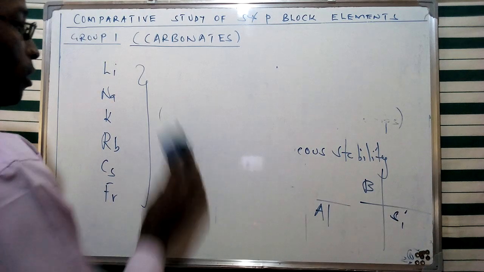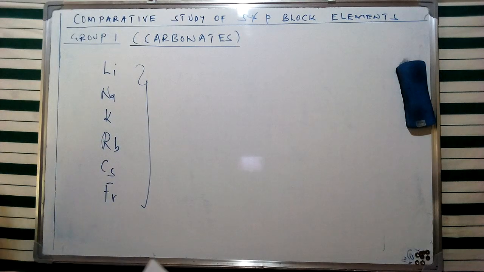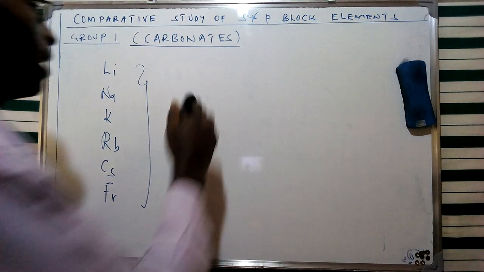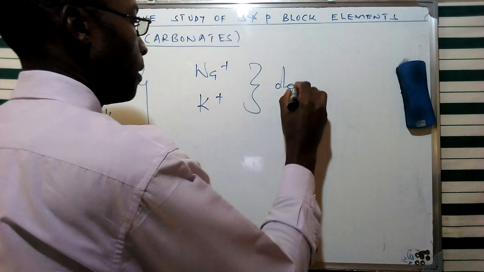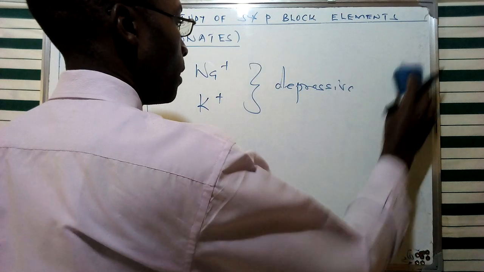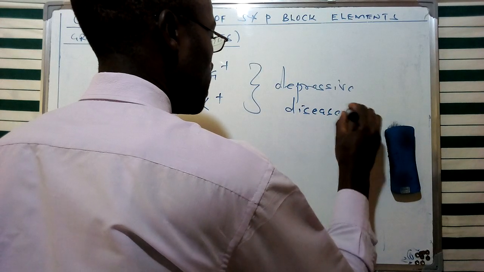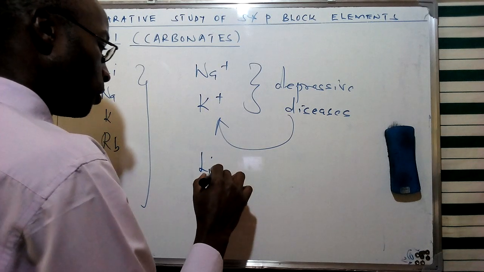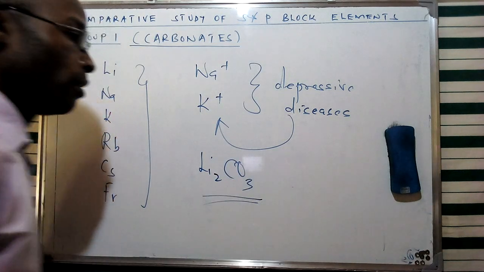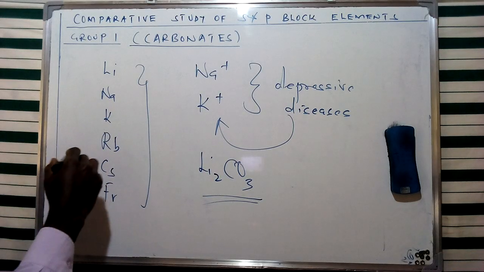Now, in this specific case, we're going to see that depressive diseases are going to affect, of course, what we refer to as the balance of the sodium and potassium ions. So these are going to be depressive diseases that are going to affect the balance of these two ions. They are going to be treated using this specific compound, lithium carbonate. Now that's going to be one of the applications of this particular compound, which is a carbonate of the group 1 element, which of course I've mentioned in this particular case.